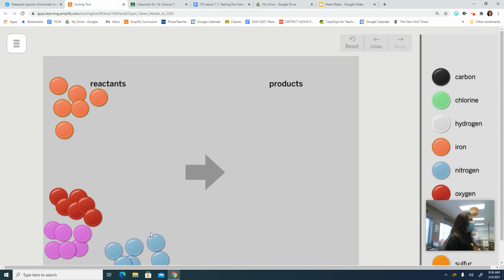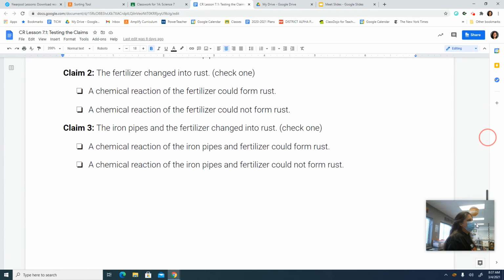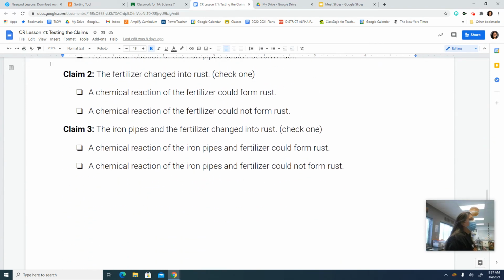So right off the bat, I need iron. Do I have any iron in there? I don't. I do have oxygen, right? But I need iron. So could this have formed from just this? Oh, wrong one. From just this? No. So let's go ahead and answer the next one then. So claim 2, the fertilizer changed into rust? Probably not.